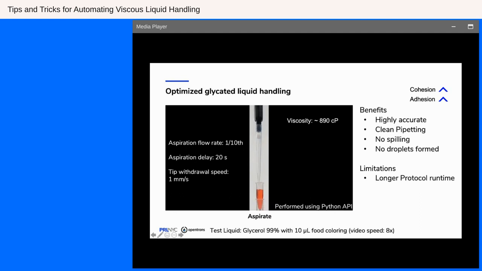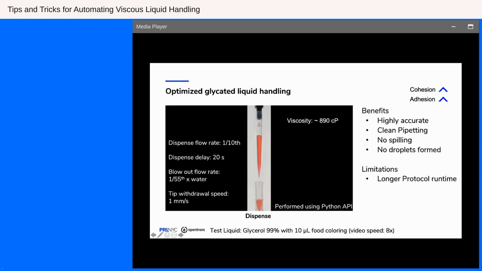So here I go. Now we immerse the tip and we aspirate at a slower flow rate. The video speed is 8x. After the delay, we are slowly removing the tip from the liquid. Therefore, what we can see is the pipette is able to aspirate the liquid highly accurately. It's a very clean pipetting. There is no spilling around and no droplets are formed around the tip. The only drawback here is the longer protocol time.